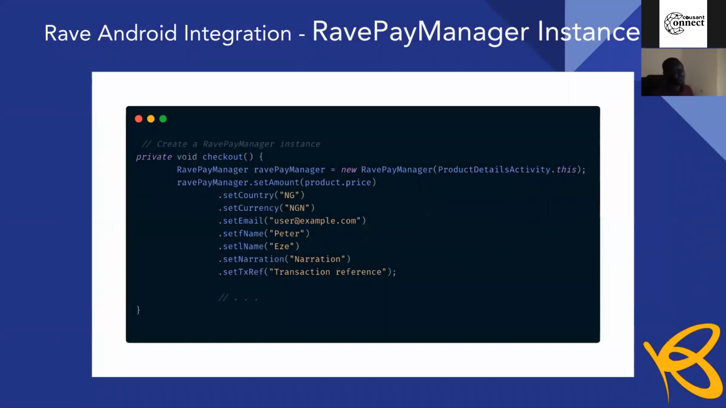So after adding the dependencies to your project, you can integrate it by just adding these lines, right? The first step is to create a RavePayManager object, right? Then you now set the parameters, like the amount you want to charge, the country you are going to be charging from, the currency, the customer's email, the customer's name, the narration, and the unique transaction reference.